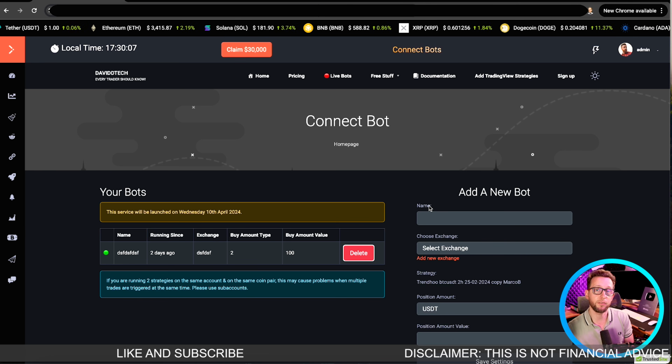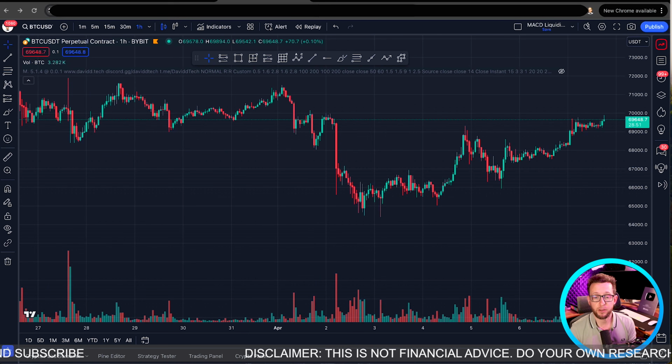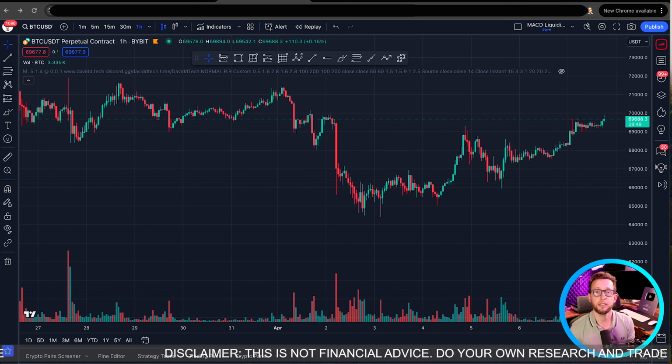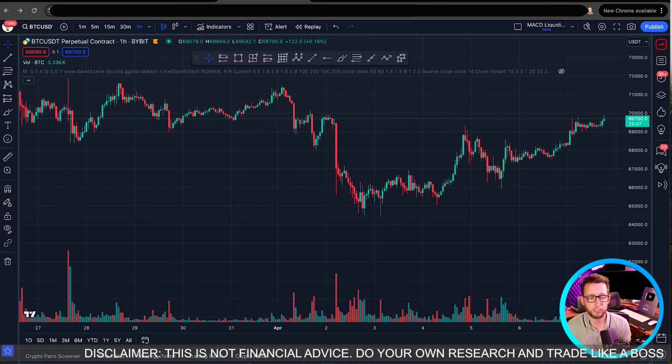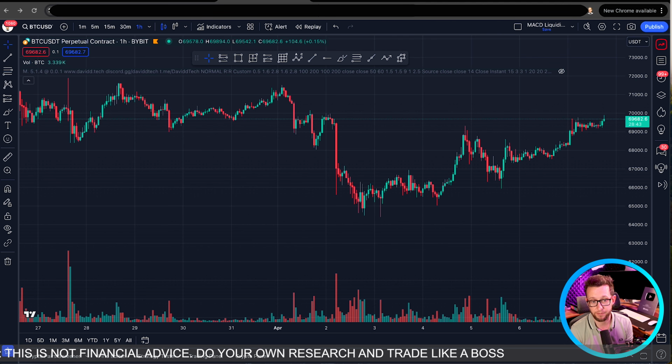Okay, let's get back over to Tradingview. Let's have a look at the backtesting results. Okay guys, very quickly, before I go over to show you my settings for this trading strategy, I did want to share with you the default settings because they were actually very good.